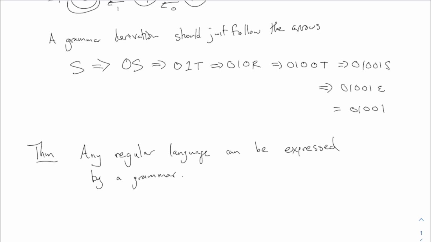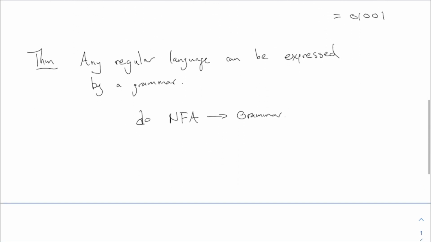Right? And the way you do it is you make an NFA first, and then you convert that into a grammar by the simple procedure that we just talked about. All right? Any regular language can be expressed by a grammar. That's because you just do the NFA, and then you convert it into a grammar. Right? What about the other way around? Can I convert a grammar into an NFA?